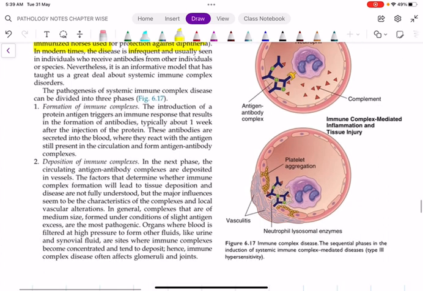What is the pathogenesis of systemic immune complex disease? Whenever they give you systemic immune complex disease, remember it is type 3 hypersensitivity reaction. Type 1, they will tell you allergy or immediate hypersensitivity reaction. Type 2, antibody mediated. Type 3, immune complex, systemic immune complex disease. And type 4 is what we call cell mediated hypersensitivity reaction.